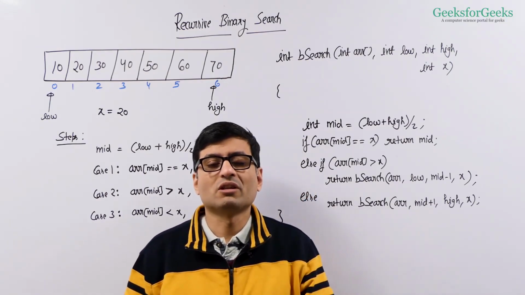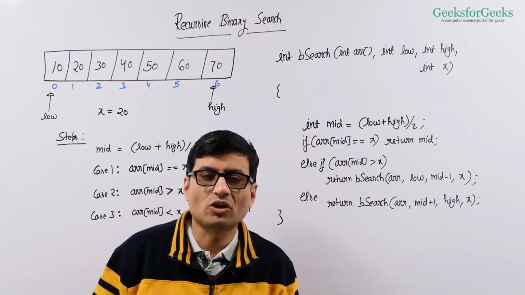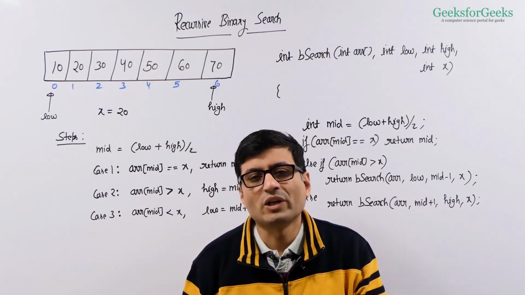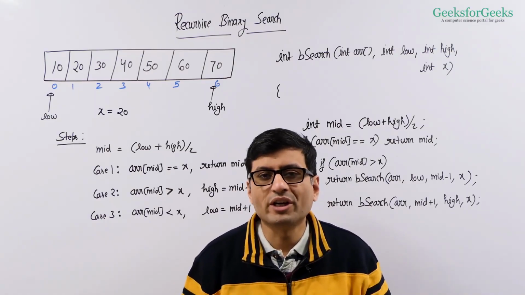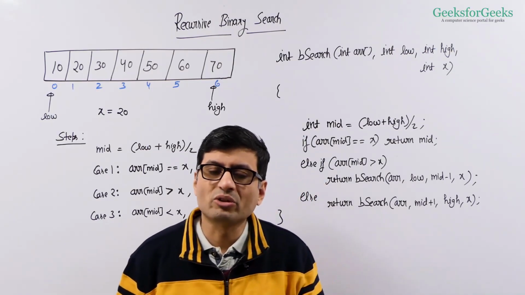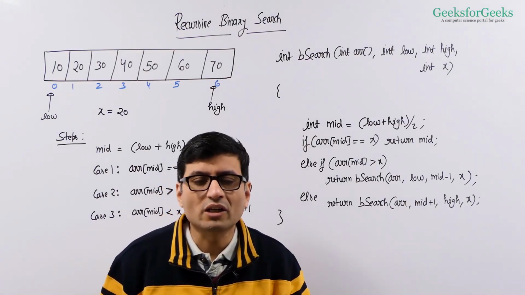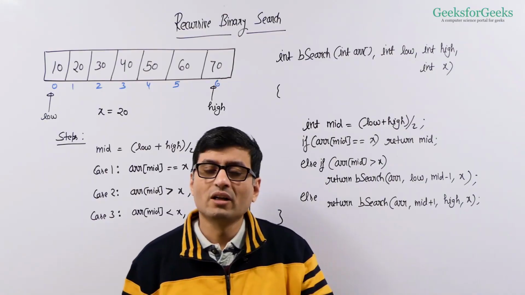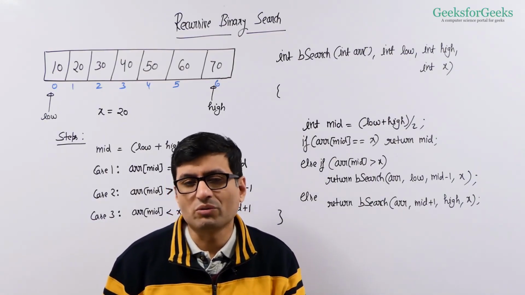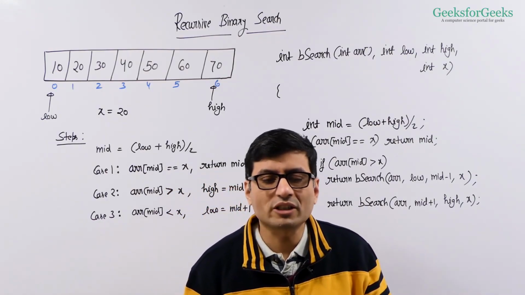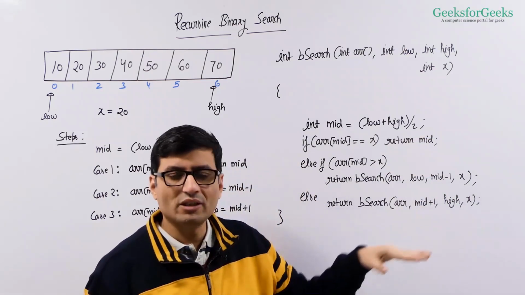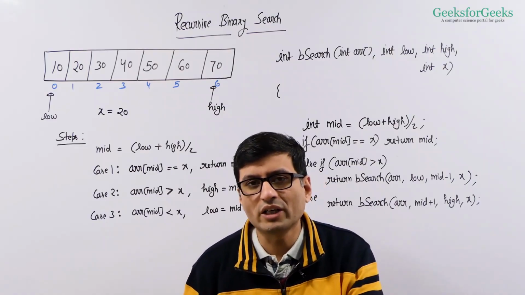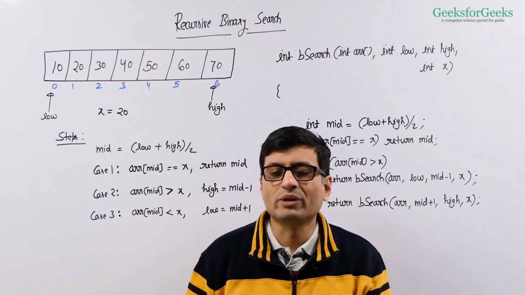Now what should be our base case? When should we stop making recursive calls? We stop making recursive calls when low becomes greater than high, like we did in iterative solution. In iterative solution, we were continuing with these steps of computing mid and then comparing array mid and x while low was smaller than or equal to high. The same thing we are going to follow in this recursive solution. We'll do these things while or if low is smaller than or equal to high. We'll stop doing these things when low becomes greater than high.